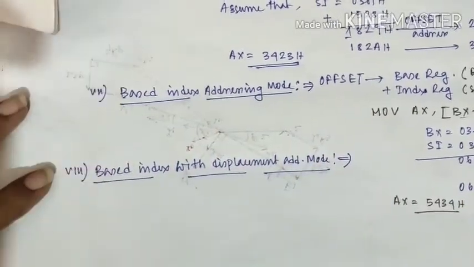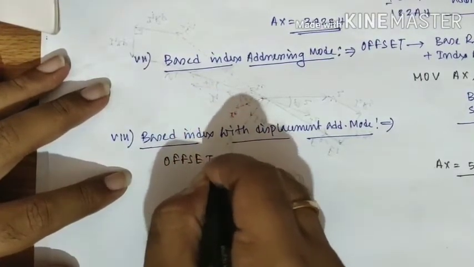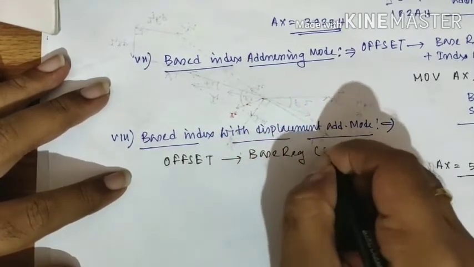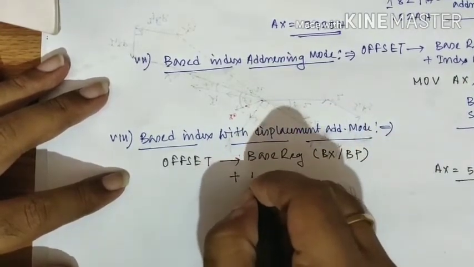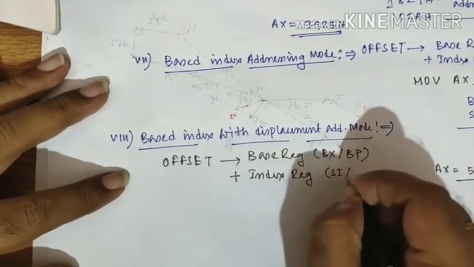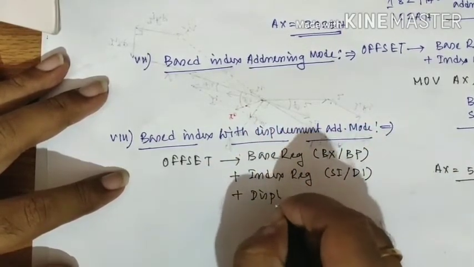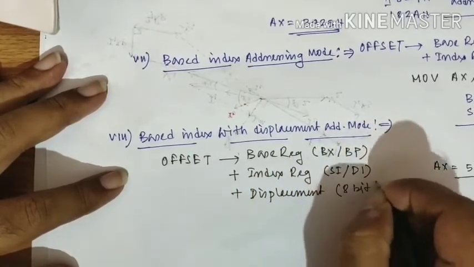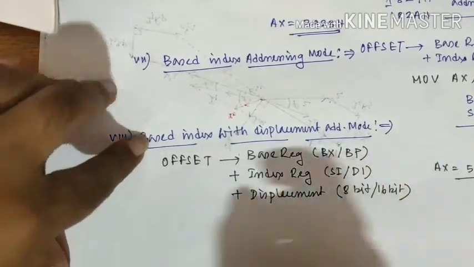So what will happen here? Here the offset is the combination of base register, that is BX or BP, plus index register, that is SI or DI, plus displacement, that can be 8-bit or 16-bit. So it is the combination of all. And a typical example can be like this one.